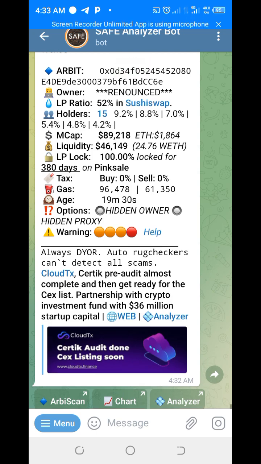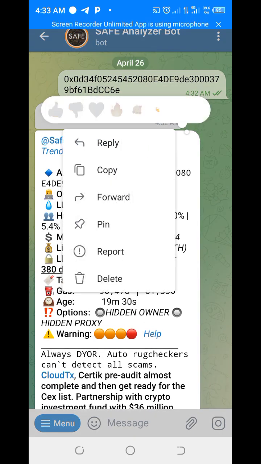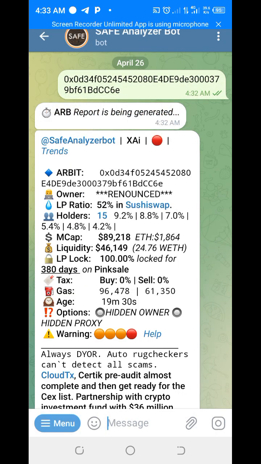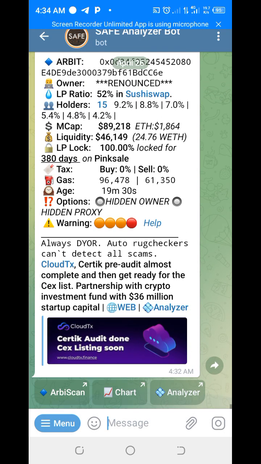The warning, the most important, look at this warning sign. This is red. It's showing you red, meaning that you should stay clear. Stay clear.